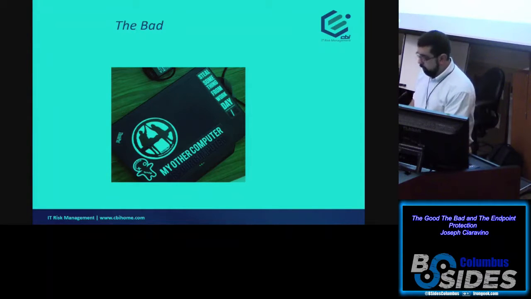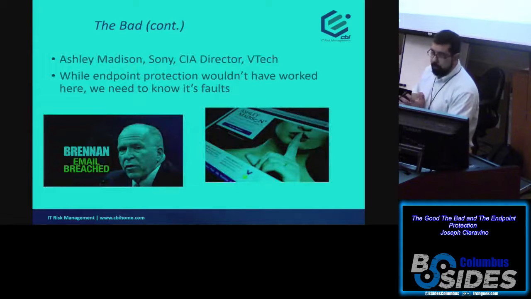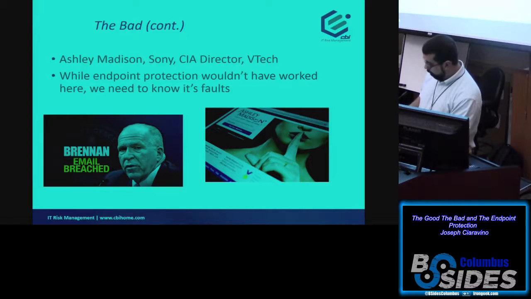So let's talk a little bit about the bad that happens. For this slide, what I wanted to do is show different aspects of how endpoint protection wouldn't have worked. We've heard of things like Ashley Madison, Sony and the director getting hacked. The reason we can't rely on endpoint protection helping with this is because there was, you can look at different things like faulty code, people being able to backdoor their way in.